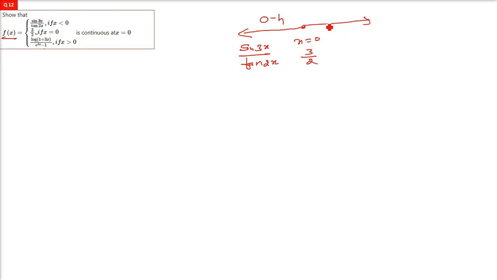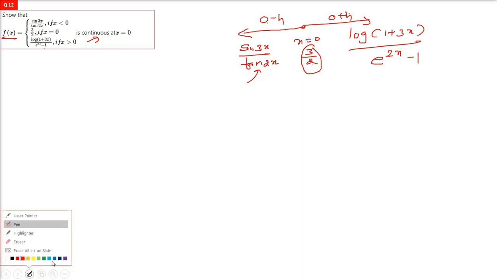On the right hand side, when we move forward, of course we are going to use 0 plus h because 0 is the point we have to check. And the function at x equals 0 is already given as 3 by 2. The left one is what I showed you. And on the right hand side, it will be log of 1 plus 3x divided by e raised to x minus 1. Okay, so we have to check at 0 minus h whether the left one is 3 by 2, and at 0 plus h whether the right one is 3 by 2. Let us check it.